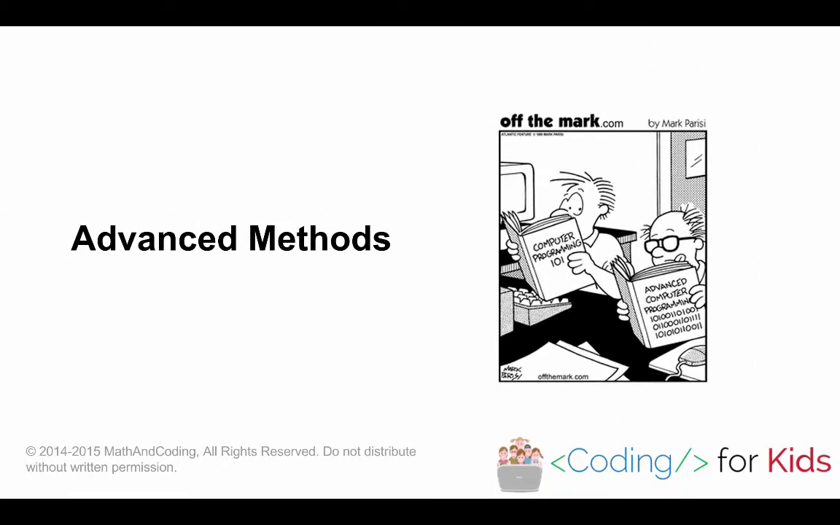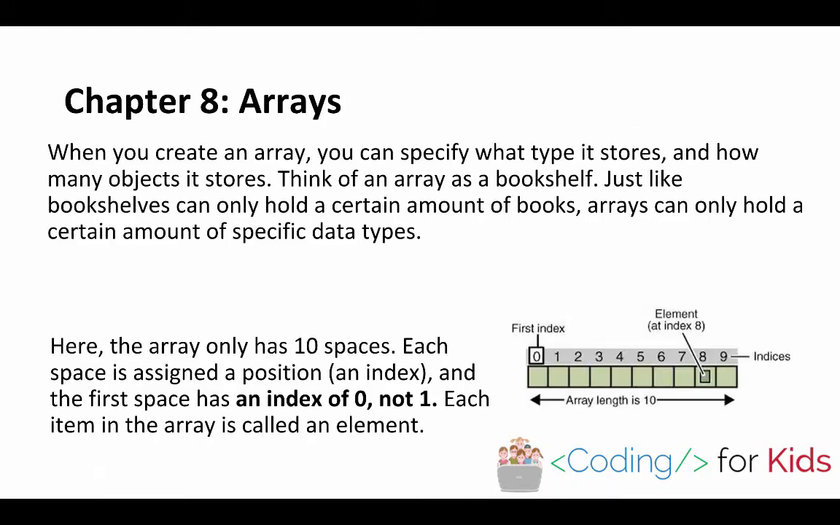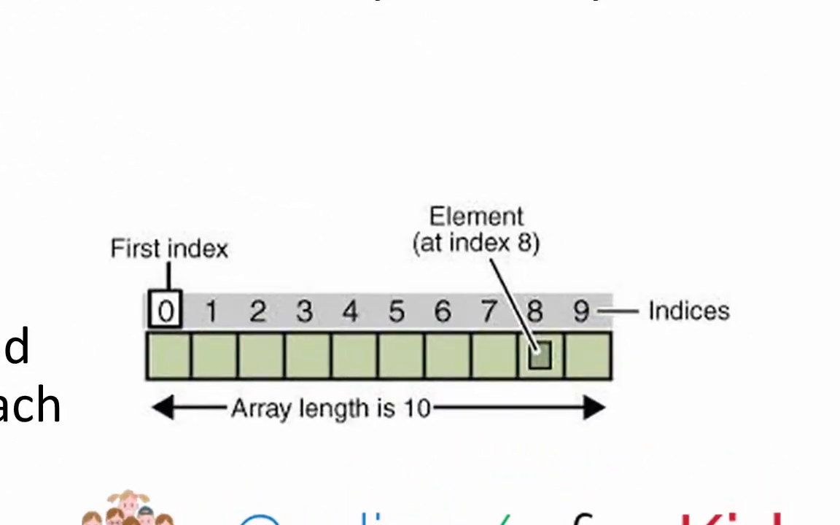Hi, it's Anika, and in this lesson we're going over an advanced method of Java programming, arrays. Arrays are variables that can store elements of data within them. They can only store a specific number of elements, and each element has to have the same data type. Let's say that this array is a Boolean array. In this case, each element has to be either true or false.